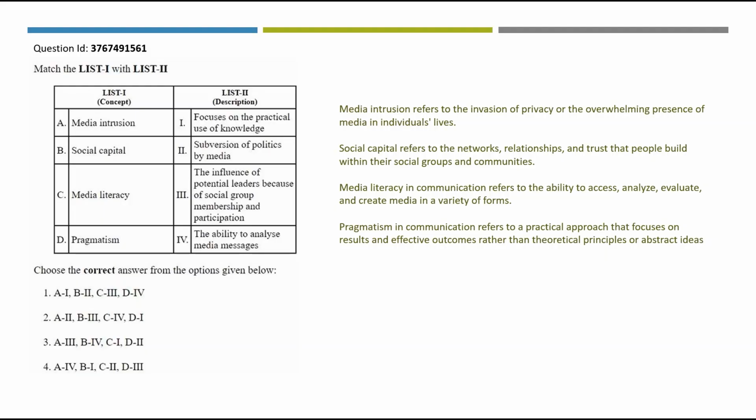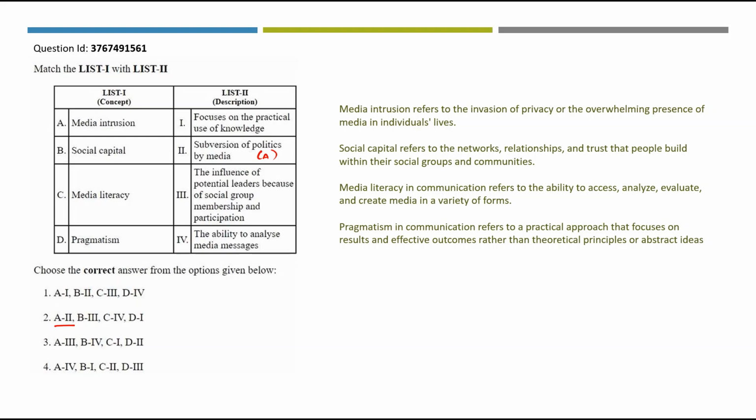Subversion of politics by media. When media gets into some individual's life, whatever decision they make or whatever they say is being interpreted in either a favorable or unfavorable way. This is what we call subversion of politics by media. So A will be mapping to 2. A2 is available only in one option.